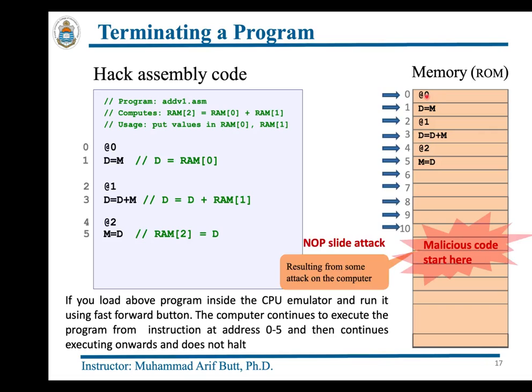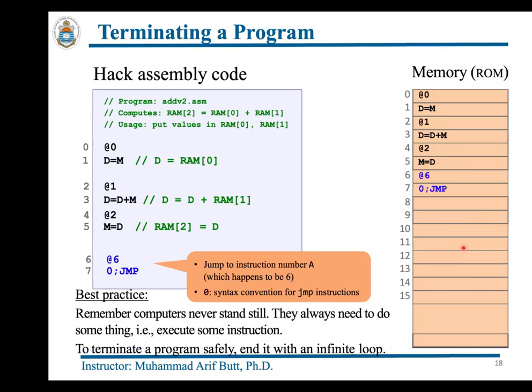And there is a possibility that there is a malicious code sitting over here placed by a hacker, and after the execution of these no operation instructions, the malicious code runs and gives the control of your computer to that hacker. So how to avoid this? Well, there is a very simple way that we are using right now to avoid this. We are using a jump instruction.